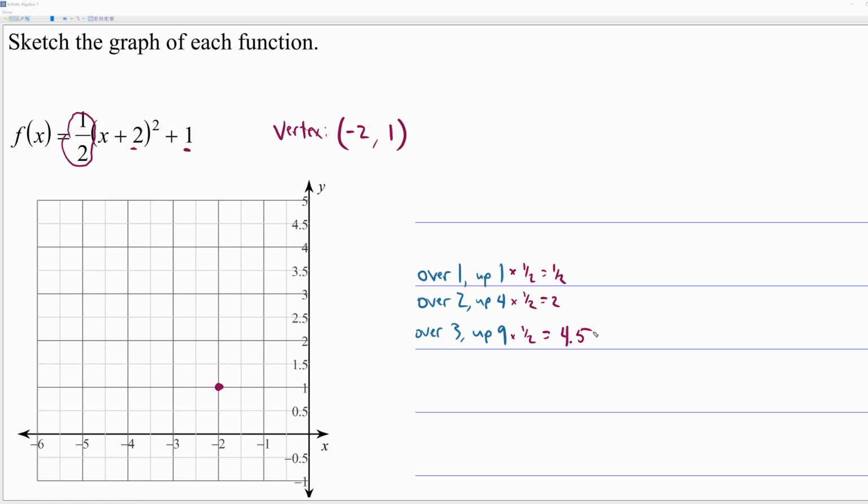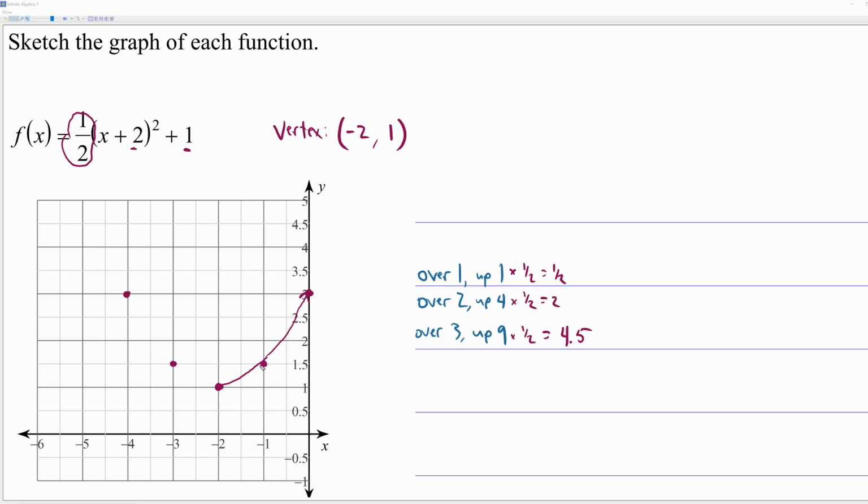And we may not have room for that, and we don't. That's fine though. Okay, so we're going to go over 1, up 1/2. So my graph does have fraction lines on it, so I can do this nicely. Over 1, up 1/2, and then over 2, up 2. So over 2, up 2. So there you go.